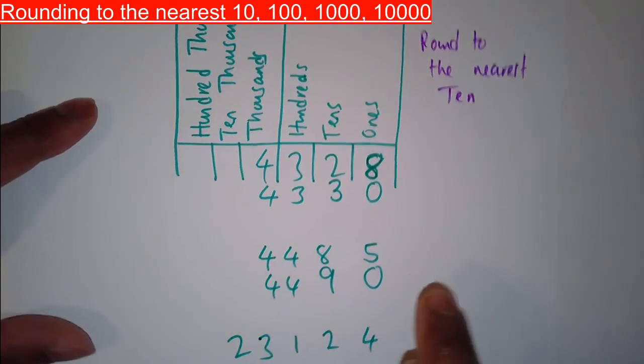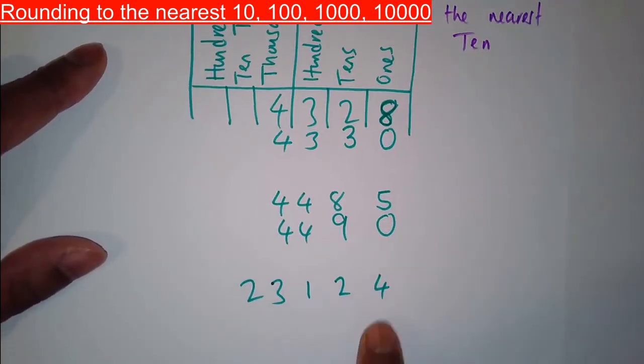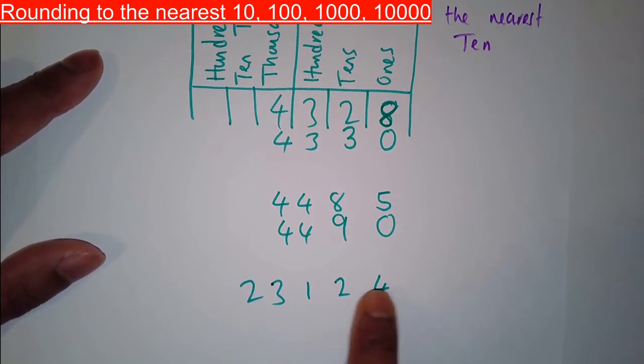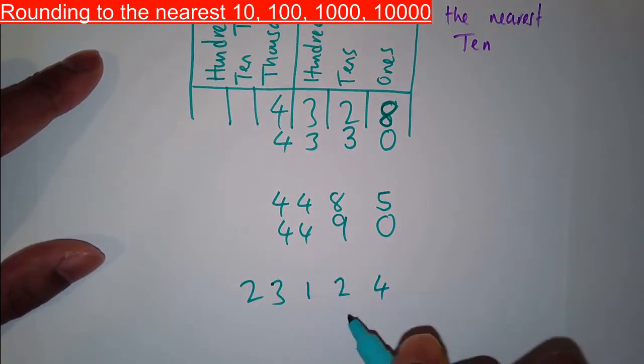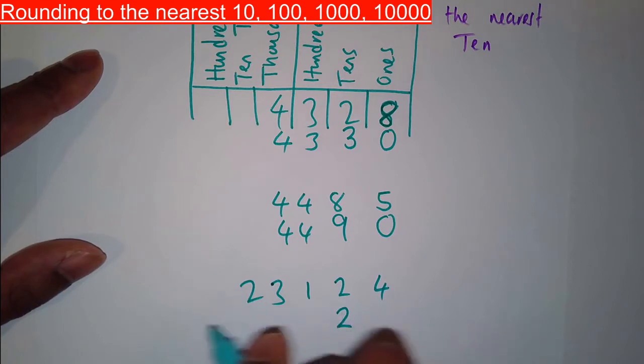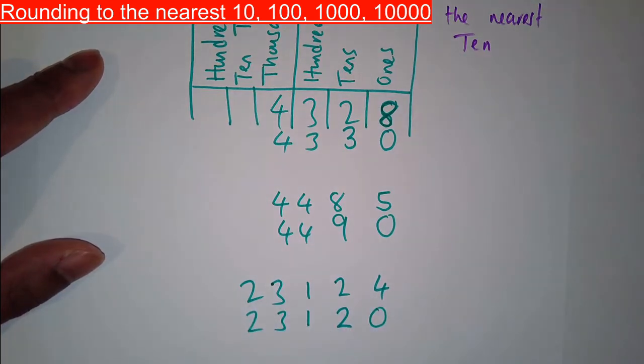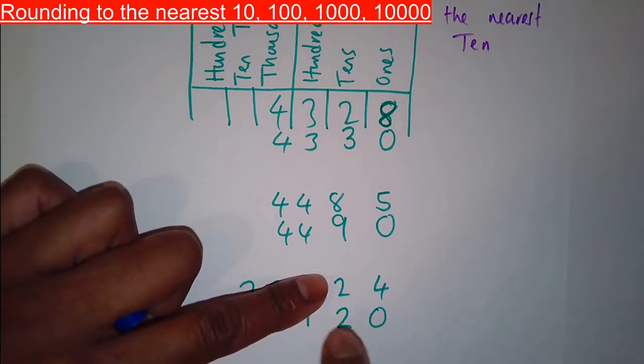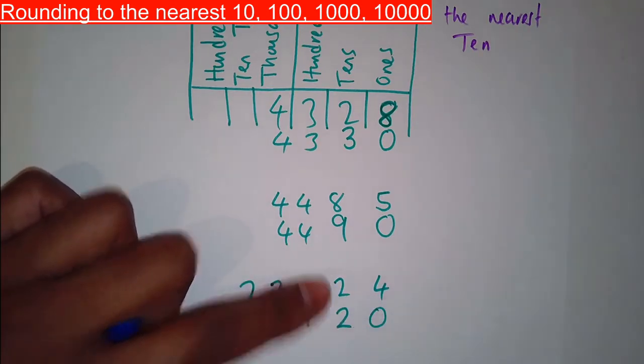Right, rounding to the nearest 10. Look at the ones column. Is it 5 or more? No, it's not. We don't round that one up, we keep it the same this time, so that becomes 2, and everything else stays the same as well. Don't forget the 0 there. So that's been rounded to the nearest 10. So basically 24 is closer to 20 than it is to 30.